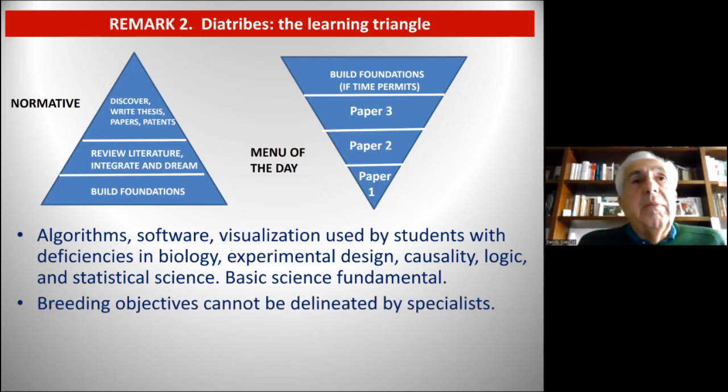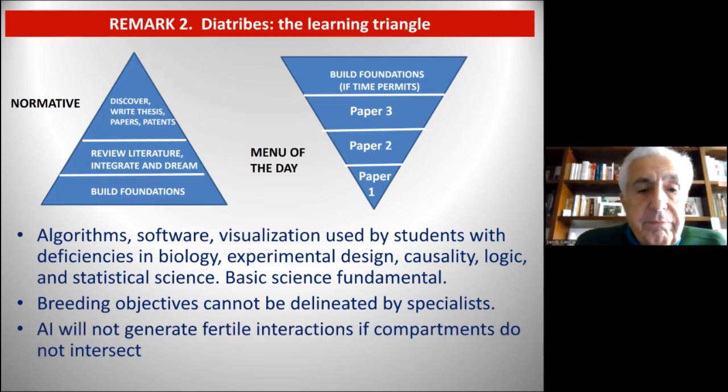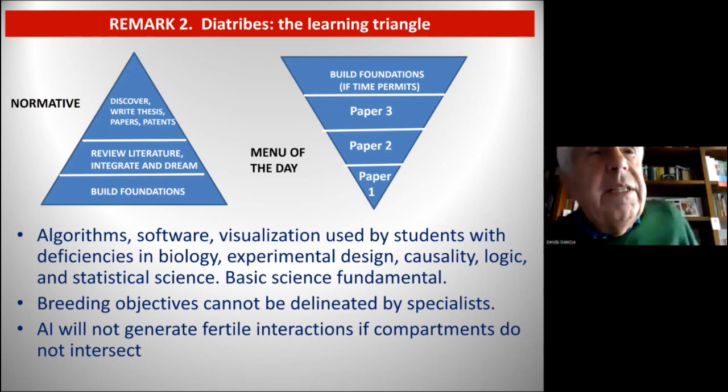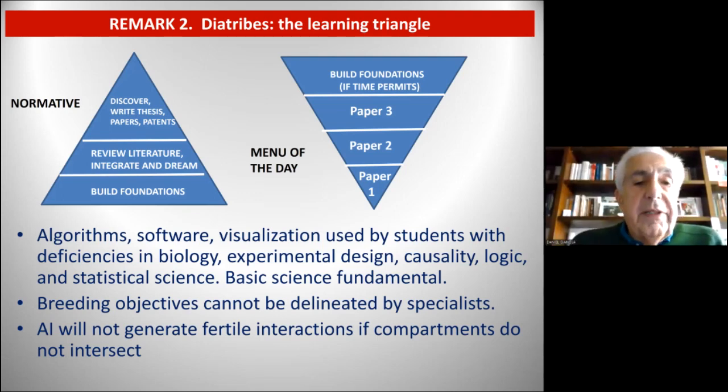And the same applies to defining breeding objectives. So you cannot let geneticists define breeding objectives. That's a program of today. It transcends the fields, it transcends animal agriculture, it transcends societies in many respects. We need more interdisciplinary work to do things properly. And we have these fabulous tools from artificial intelligence, but it's not going to generate fertile products if compartments do not intersect. We have to be intelligent in order to use artificial intelligence.